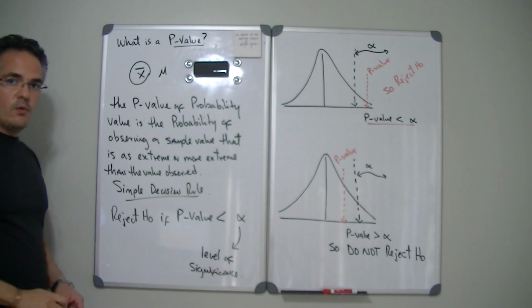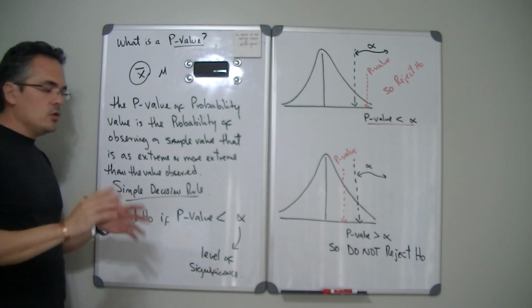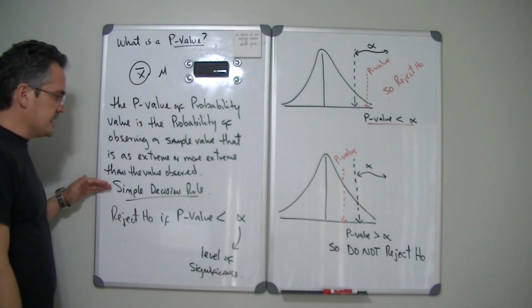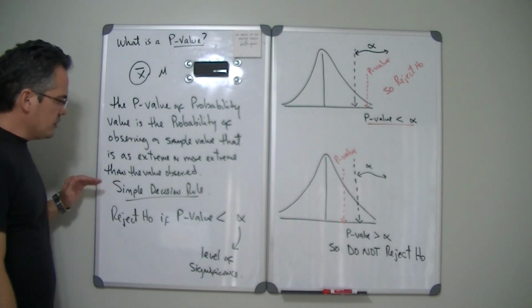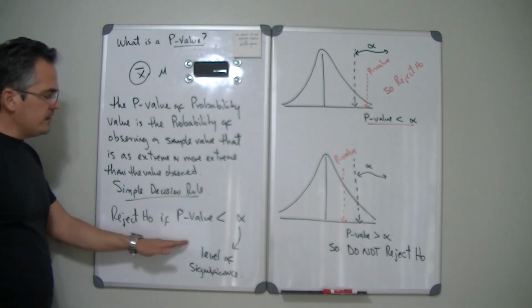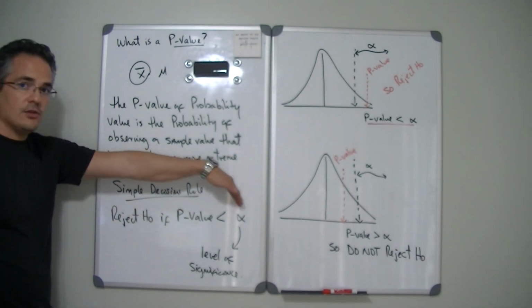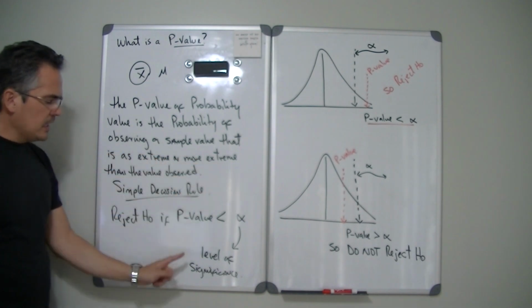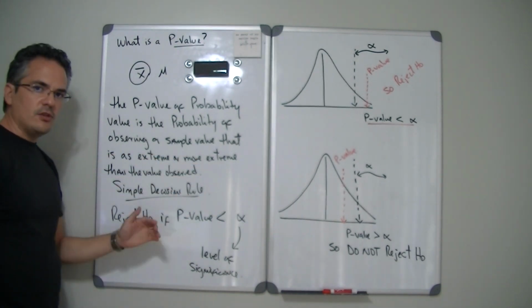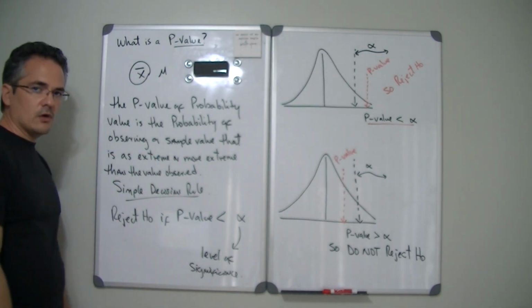Now, the simplest way to look at your decision process for a p-value is to follow this. You're going to reject H0 if the p-value is less than your alpha. So if your p-value is less than your level of significance, then you're going to reject H0.